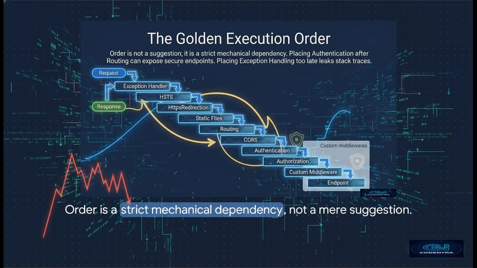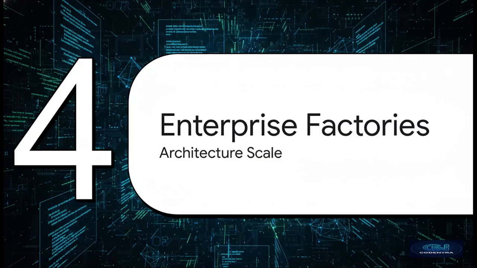And if exception handling is placed too late, you risk leaking sensitive internal stack traces to the public web. You absolutely have to follow this golden order to keep the whole system secure and stable. Okay, let's jump into Section 4, Enterprise Factories, Architecture Scale.